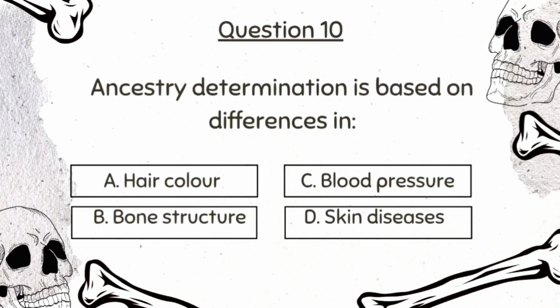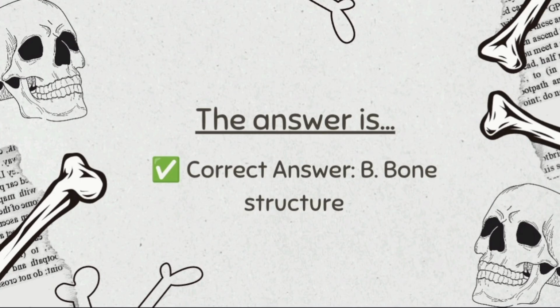And next we have question number 10. Ancestry determination is based on differences in option A, hair color, option B, bone structure, option C, blood pressure, option D, skin diseases. And for this question, the correct answer is option B, bone structure.